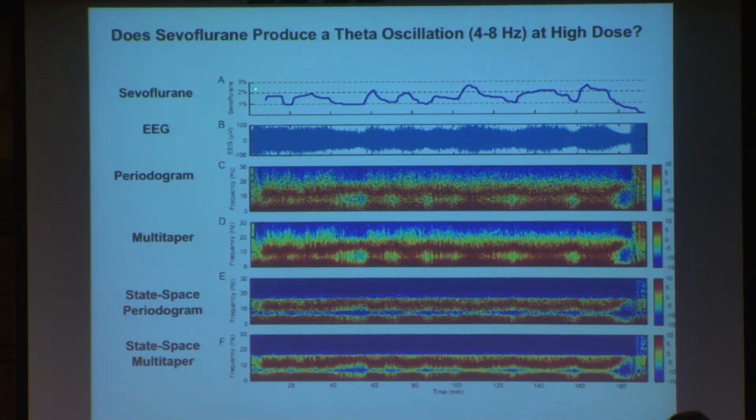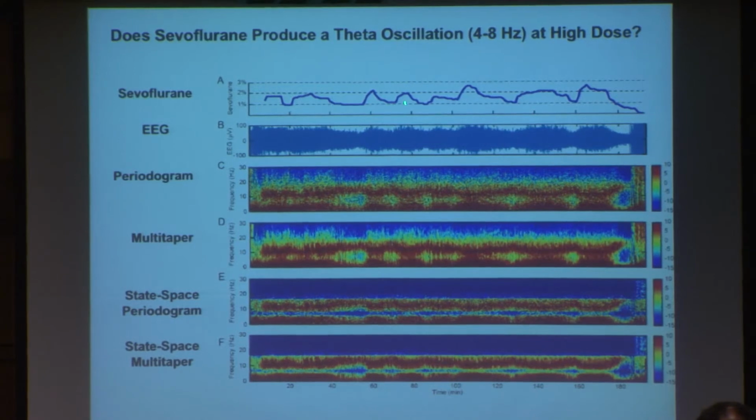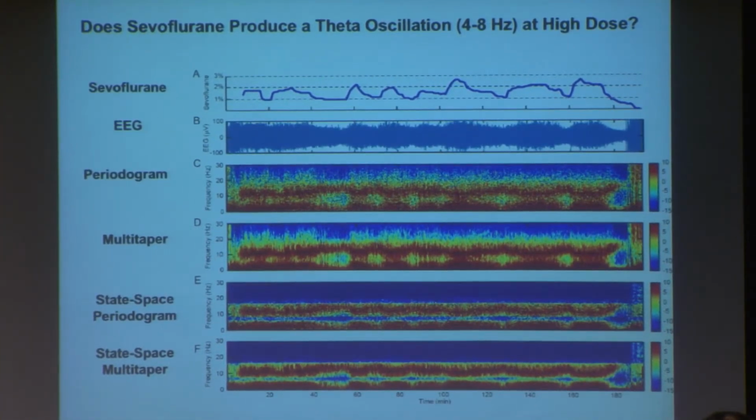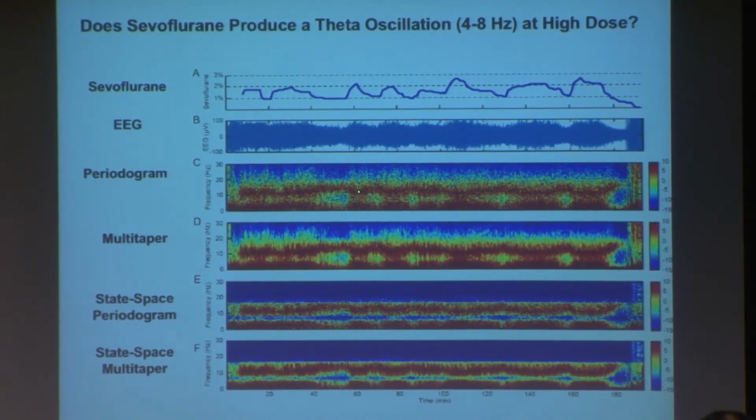So this is actually me in the operating room doing this. I'm going up, down, up, down. I did it for this talk. No, I'm just kidding. No, stuff like that. But you can see going up and down, all right? So there's the periodogram. There's the multi-taper.